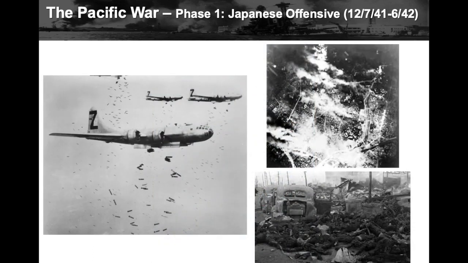Here are some pictures of the firebombings. This picture here is Tokyo. And this is not clouds, this is smoke from vast parts of the city on fire. Here are charred bodies.